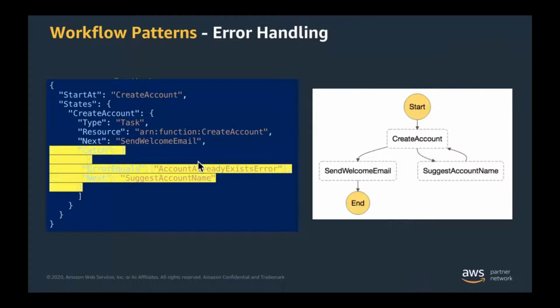You would have a Lambda function called create account, and if there was an error when the account was created, you would specify what your next state is. So you would go to suggest account name. If you receive the error, account already exists error, you would have another Lambda function that would suggest a new account name, and you would iterate back and forth. Once the account name was successful, then you would go to the send welcome email state. And this could be another Lambda function, or this could be an email driven by SNS, for example.